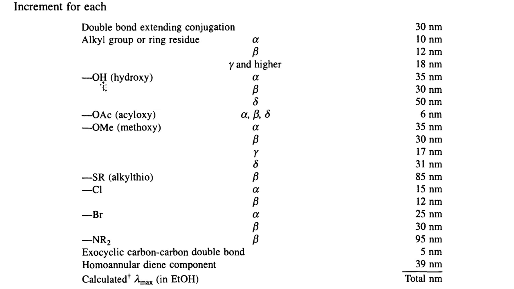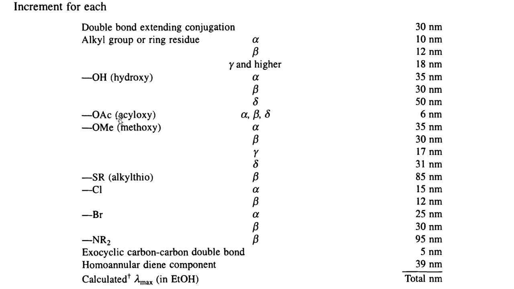If there is a hydroxy group at the alpha position, we have to add 35 nanometer. While a hydroxy group at the beta position contributes 30 nanometer as the increment. If the hydroxy group is at the delta position, then we will have to add 50 nanometer as the increment.